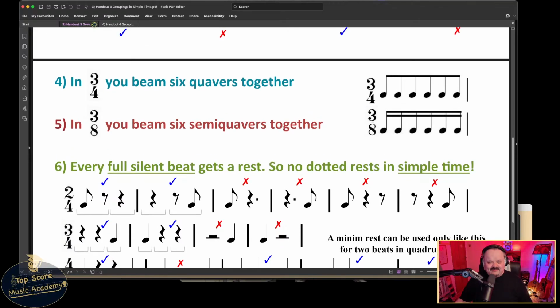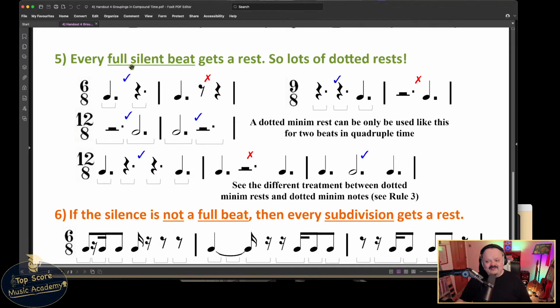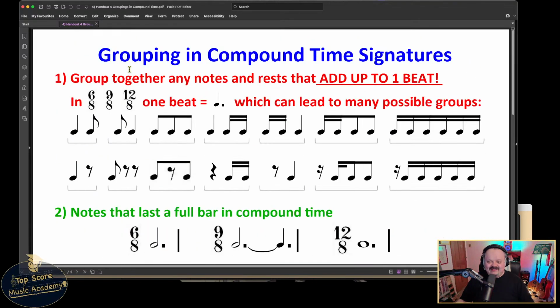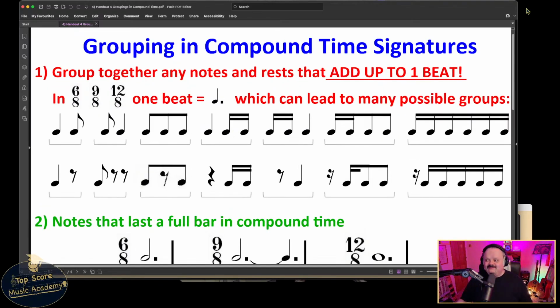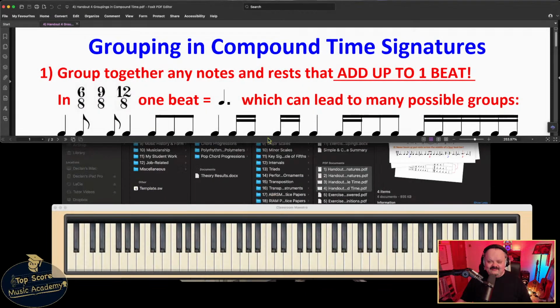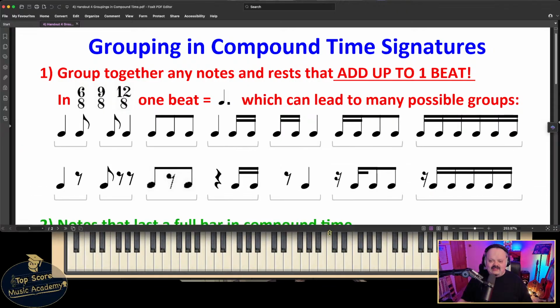Yeah, that's simple time. Compound time, guys, exactly the same. So it may look different, but same rules apply. Exactly the same rules apply. So anything, whoops, if I just make this bigger, there we go. Anything that adds up to a full beat can be beamed.